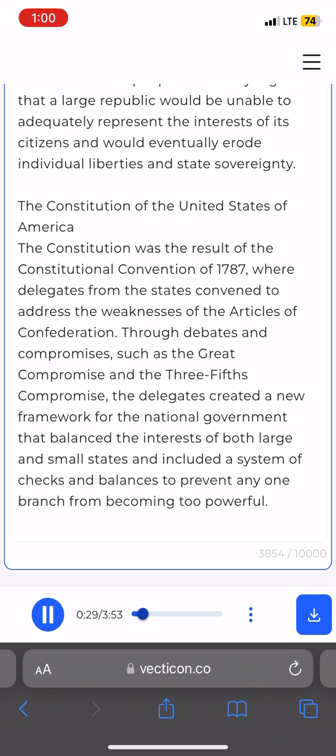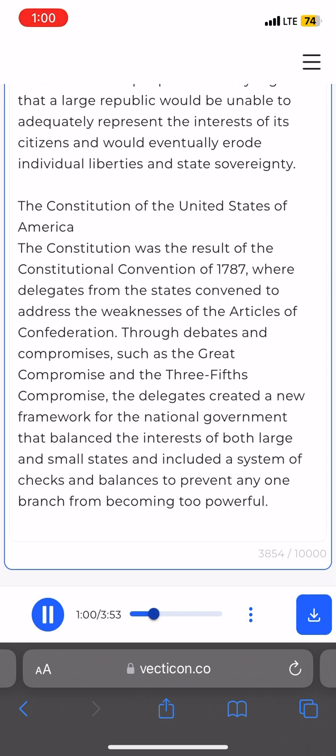Chapter 2, The Constitution. The Constitution was created to replace the ineffective Articles of Confederation. After the Revolutionary War, the new nation faced numerous problems, including economic instability and lack of central authority. The Constitutional Convention was held in 1787 to address these issues. Delegates debated and compromised on various issues, leading to the creation of a stronger federal government with a system of checks and balances.